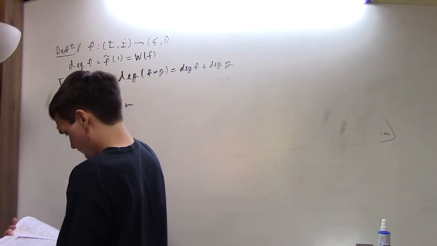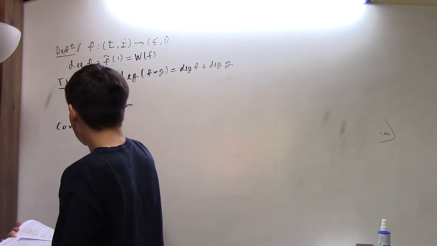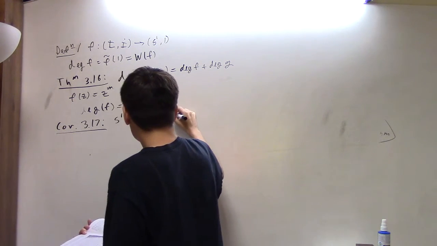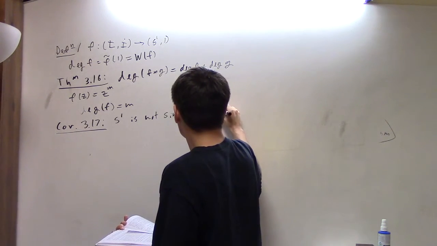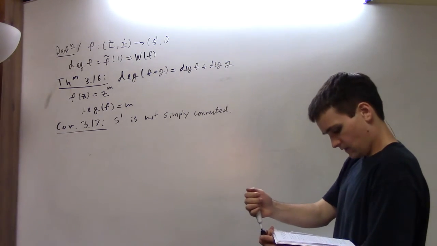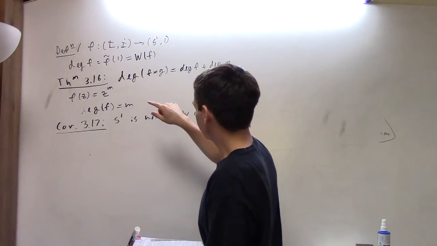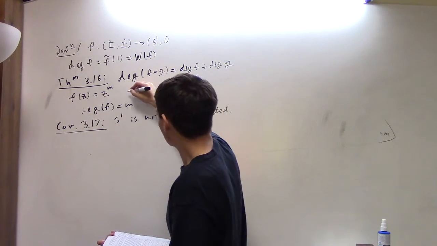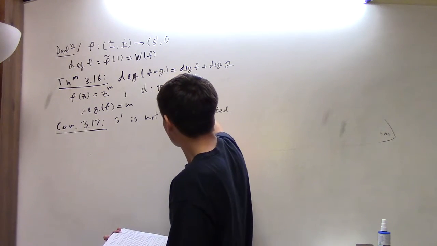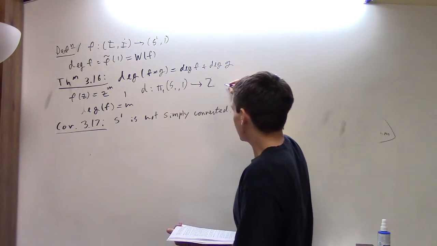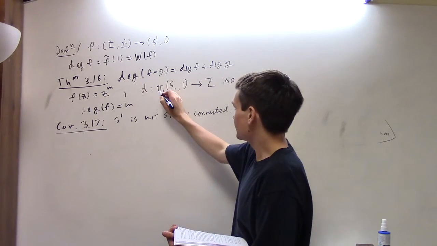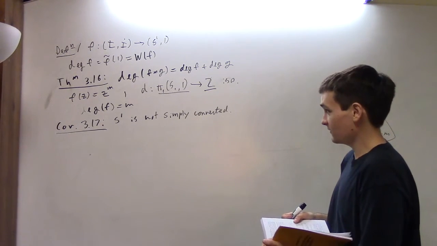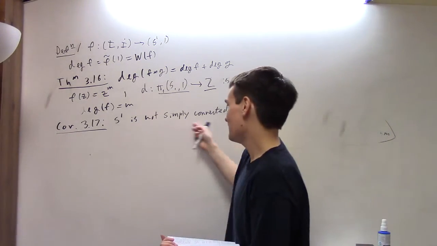From that we have this corollary, Corollary 3.17, which is that S1 is not simply connected. Of course, what the last theorem showed us is that we have this homomorphism property, but moreover, that this map d from the fundamental group of S1 to the integers is an isomorphism. So in other words, the fundamental group of S1 is Z. So that's not a trivial group. Therefore, S1 by definition is not simply connected.